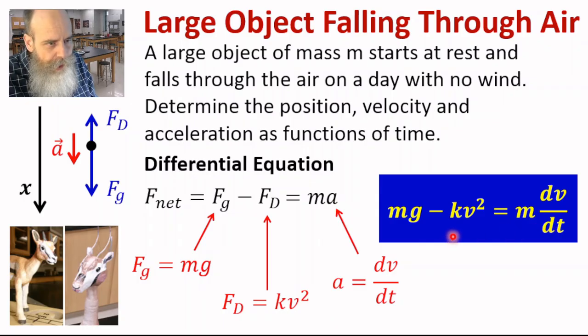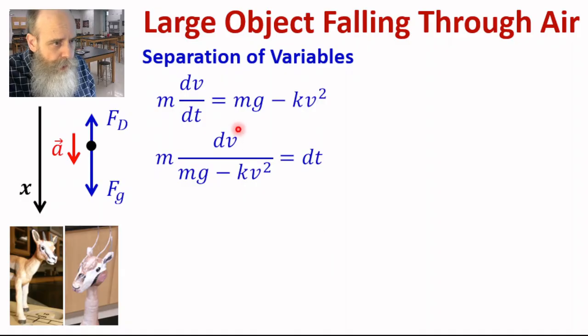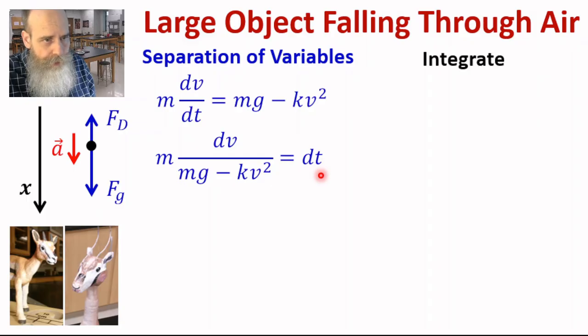Note the difference between the case for viscous drag. For viscous drag, it was just v. Now for inertial drag, it is v squared. This becomes a harder problem to solve because we have v squared instead of v. How can we solve this problem? Of course, we need to use separation of variables. So here's our equation. So let's divide by mg minus kv squared, multiply by dt, and we get this. Now we have v's on the left side and t's on the right side, so we can integrate.